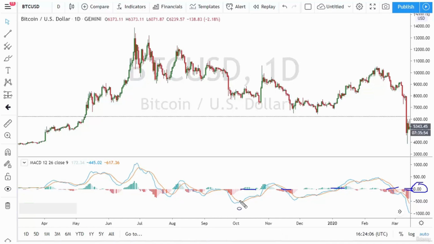Some people will use crossovers as a signal to get involved. You can see that the moving averages do crossover occasionally.